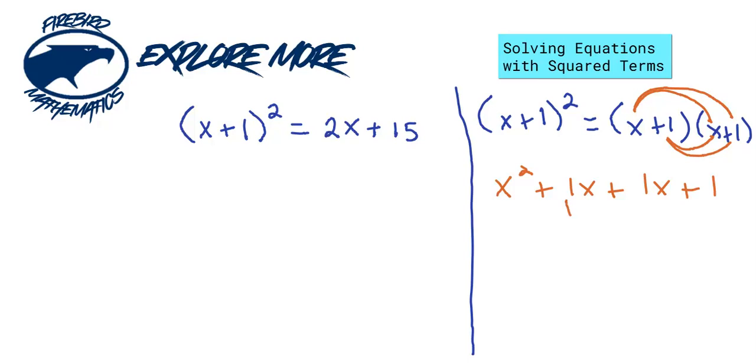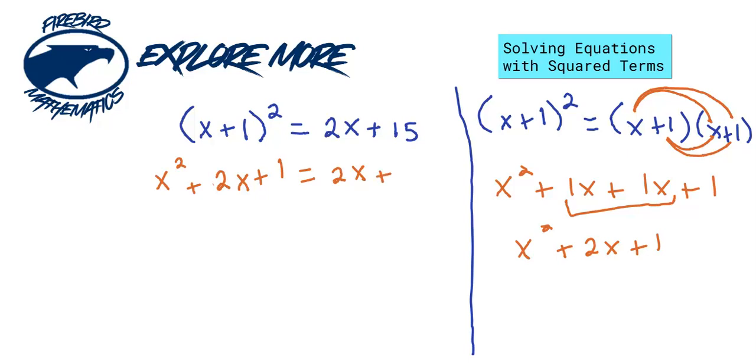And then we can combine these terms in the middle. We have a 1x and another 1x, so when we combine those, that gives me a 2x. So we end up with x squared plus 2x plus 1. Okay? So anytime you see something like this, x plus 1 squared, that means we're multiplying x plus 1 times itself. We can FOIL or distribute and then simplify. Okay, so if we bring that back to this problem over here, we'd have x squared plus 2x plus 1 equals 2x plus 15.